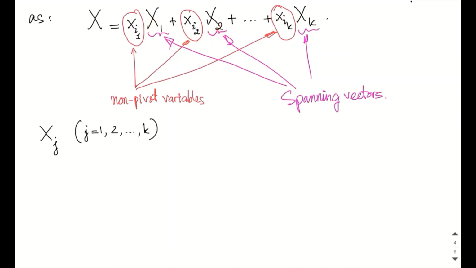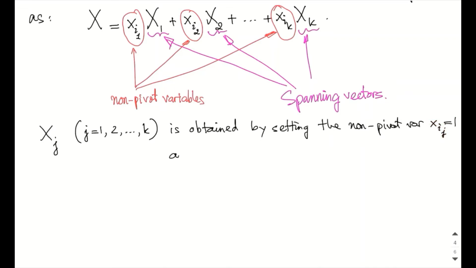Each of them is obtained by setting the corresponding non-pivot variable to be 1 and the other non-pivot variables to be 0, right? That's what we did. So it's obtained by setting the non-pivot variable x_{i_j}, right? The j is below the i, pay attention, being 1 and the other non-pivot variables being 0. Right?